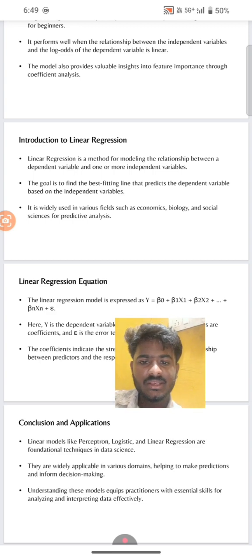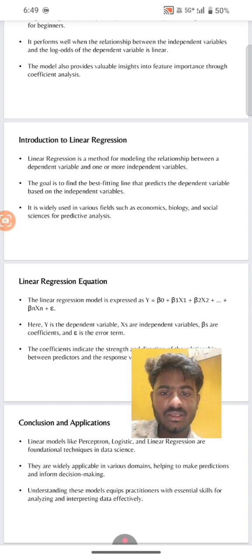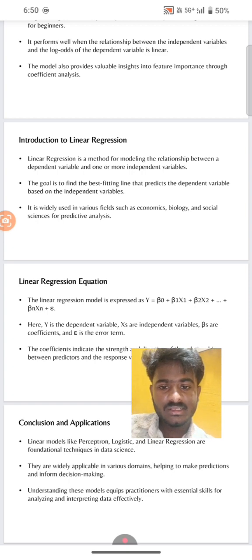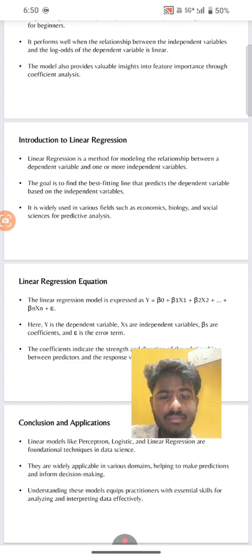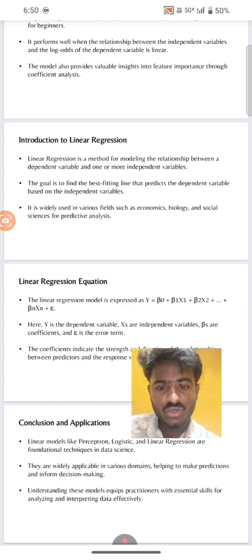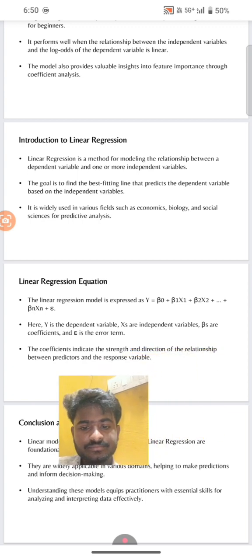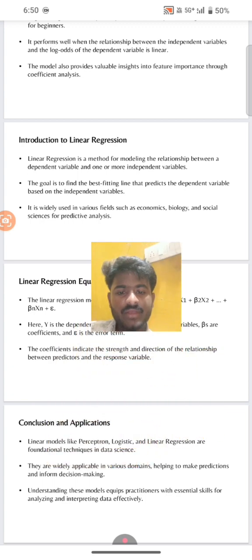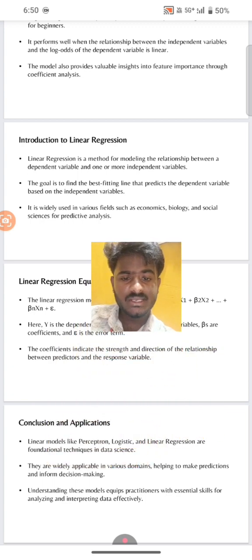Linear regression equation. The linear regression model is expressed as y = b0 + b1x1 + b2x2 + ... + bnxn + e. Here y is the dependent variable, x are the independent variables, b are the coefficients, and e is the error term. The coefficients indicate the strength and direction of the relationship between predictors and the response variable.